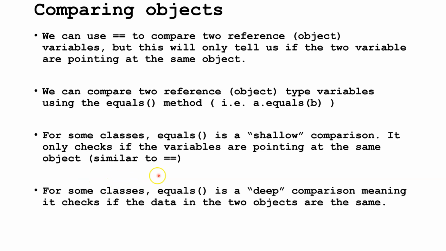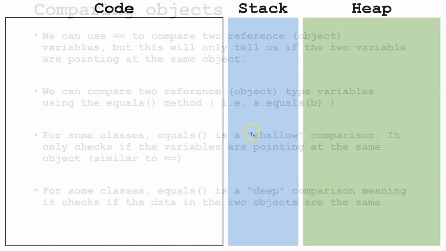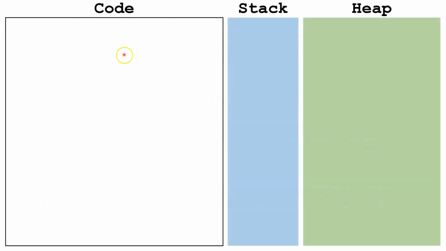For other classes, the equals method is a deep comparison, meaning it checks if the data in the two objects are the same. So it's important to know, depending on the object type you are dealing with, is the equals method a deep comparison or is it a shallow comparison? We're going to start by using ArrayLists to do some comparisons. We will learn about how ArrayLists work later, but for now just understand that they are a data type that holds some information.